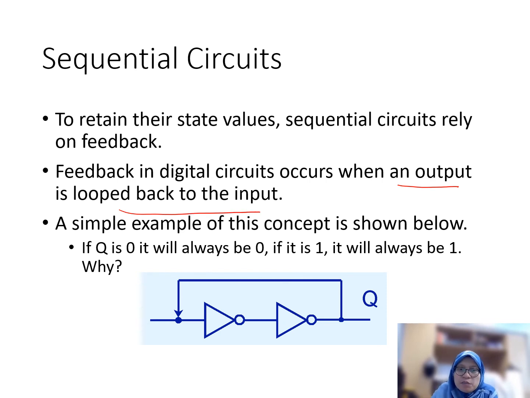They use feedback, which occurs when an output is looped back to the input. A simple example of this concept can be seen in this figure, where if Q is 0, it will be fed back to become an input. So that's why 0 will always be 0. But if Q is 1 at one clock stage, it will be fed back and it will always be 1, because of this characteristic of feedback.